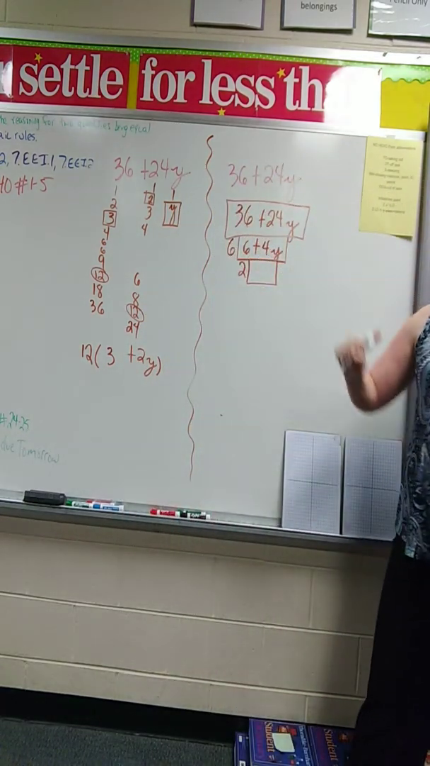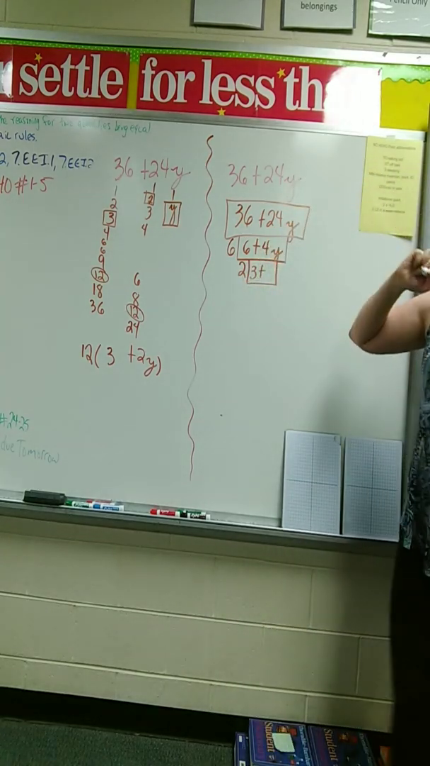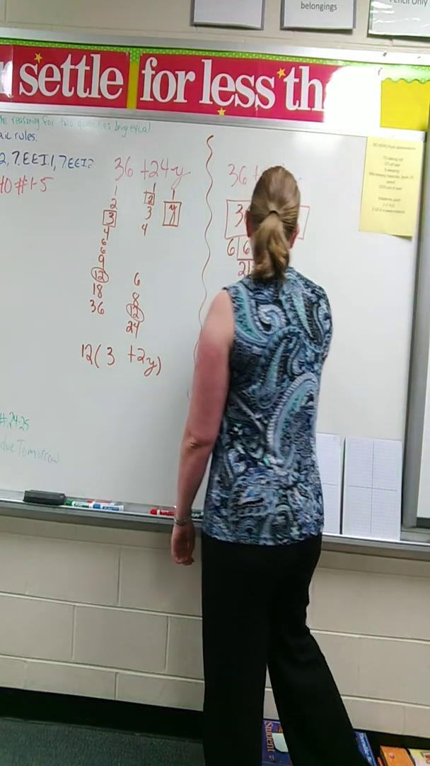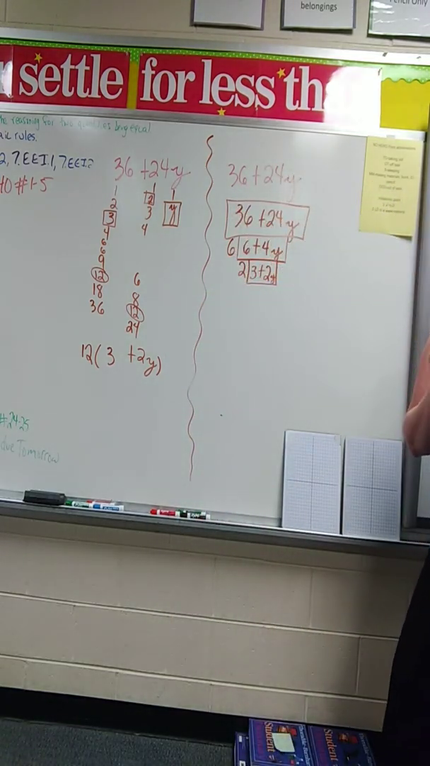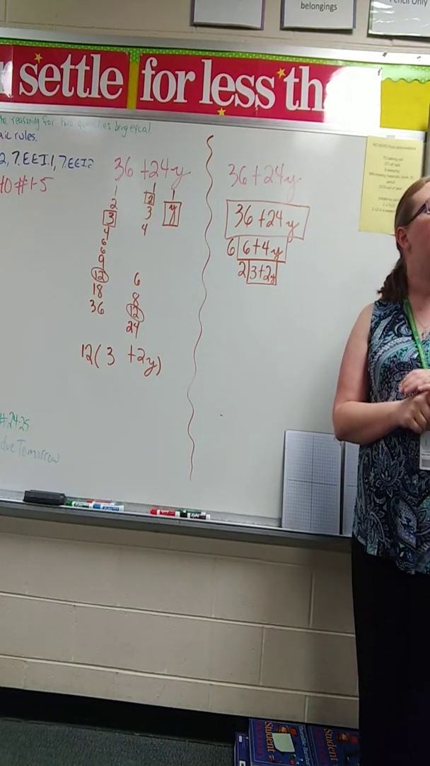What times 2 gives me 6? 3. What times 2 gives me 4y? 2y. You can't forget about your variable. I even tried to add in an extra one just because I felt like it. You guys caught me. Why can't we forget about our variable?